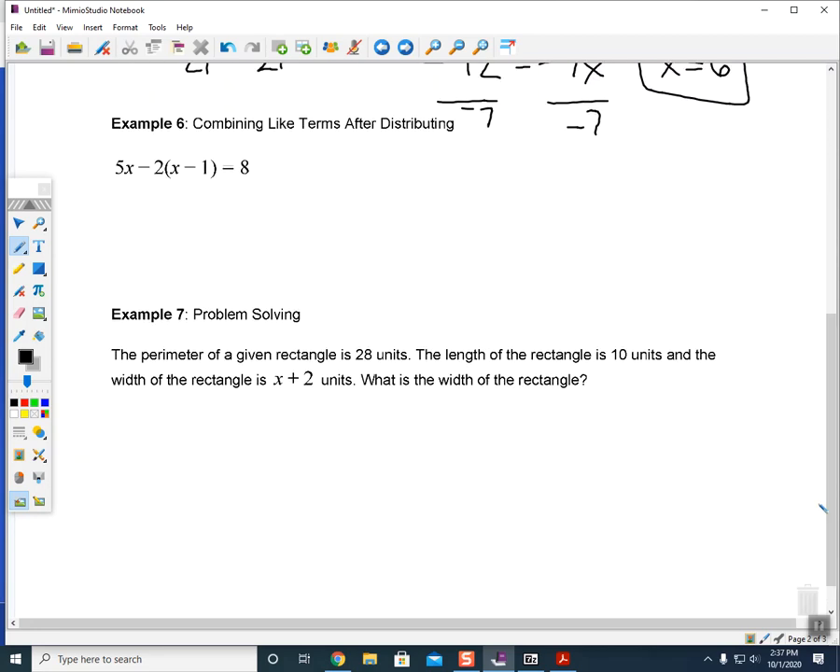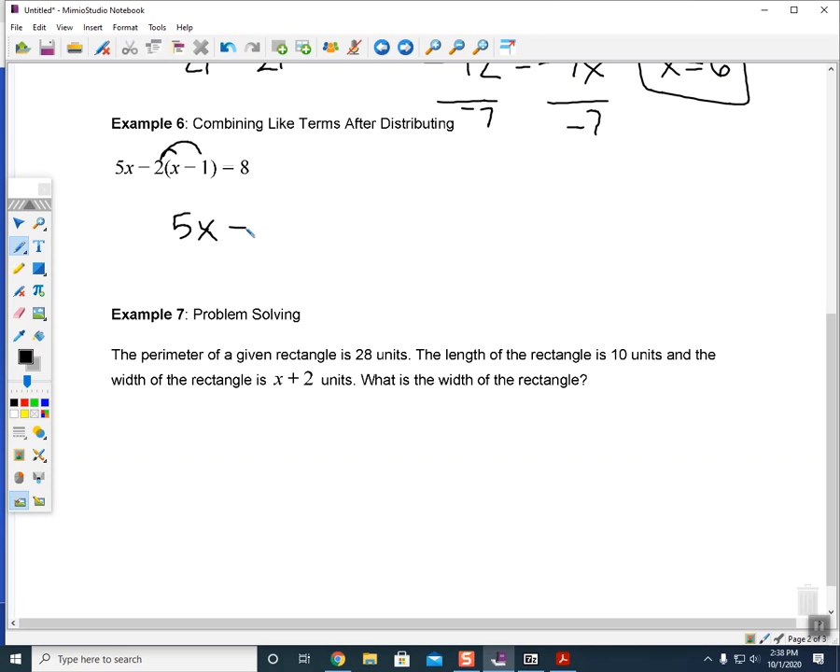Okay, my next one involving distribution is also going to involve combining like terms. So I still need to distribute. There's a part of this that lots of people have been confusing today. So I'm still going to keep my 5x because I haven't done anything with that yet. Okay, 5x is still there. So now I'm going to distribute my 2. So I've got a minus.